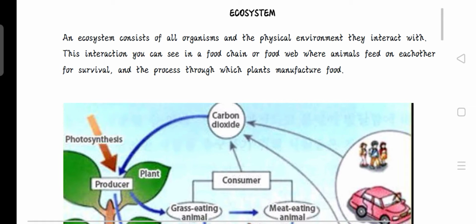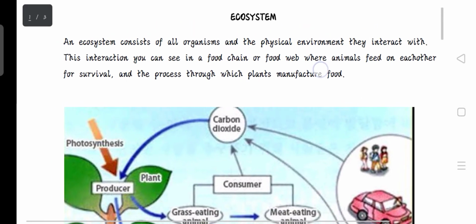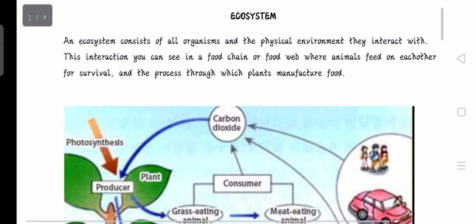They also share a link. They are linked together through the energy that flows through them. This happens when they eat each other for survival. So what is an ecosystem? An ecosystem consists of all organisms and the physical environment they interact with. This interaction you can see in a food chain or food web, where animals feed on each other for survival, and the process through which plants manufacture food.